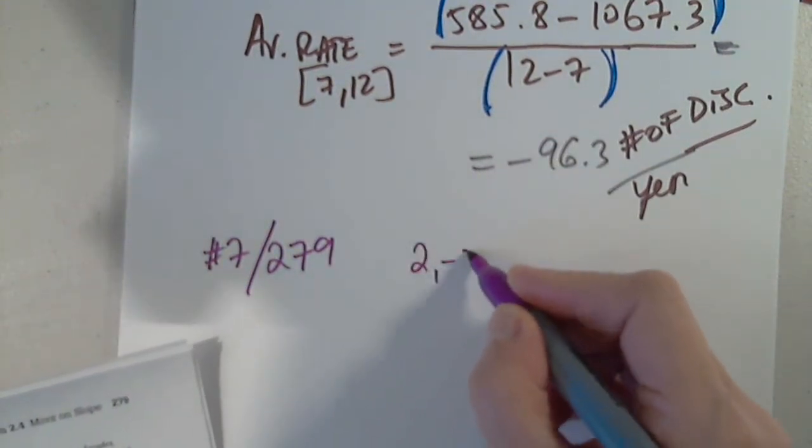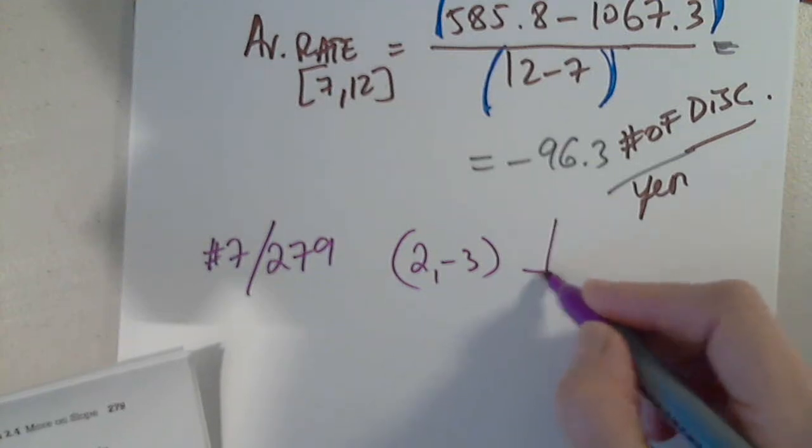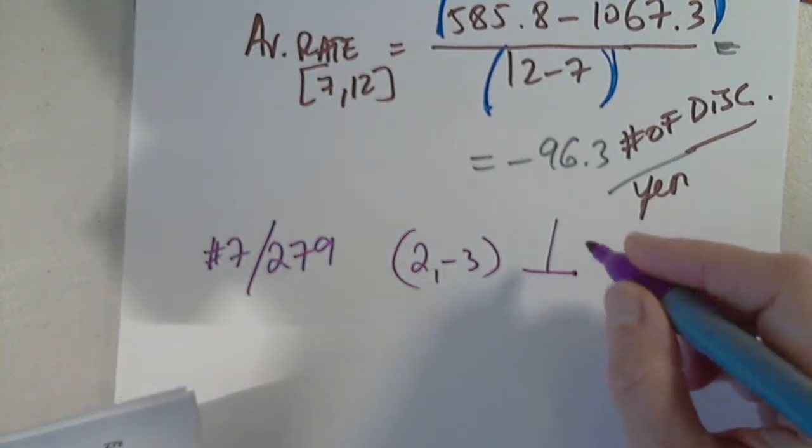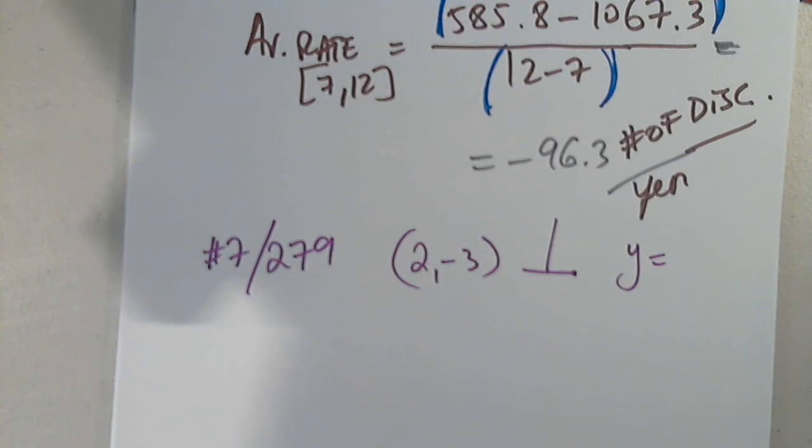It passes through (2, -3), and it's perpendicular, that's the symbol for perpendicular, to y equals, let me see if I see this correctly, is it 1/5 x plus 6?